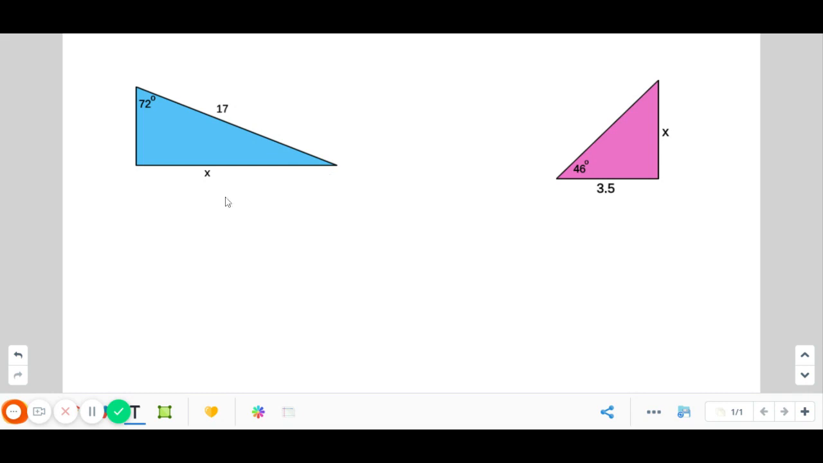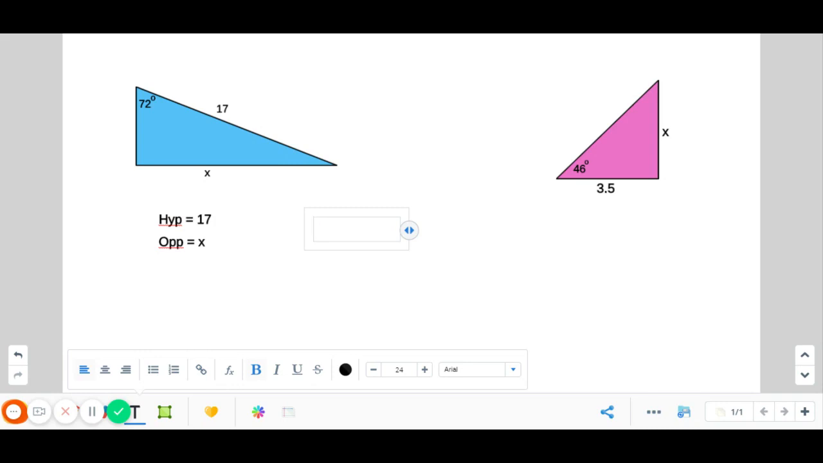So the first thing we have to do is figure out, are we going to be using sine, cosine, or tangent? And the way to figure that out is you have to look at the sides that you have, either the side that you know and the side that you're trying to figure out. Are they the opposite, the adjacent, or the hypotenuse? So in this case, clearly the hypotenuse is 17, and the x is the opposite side. So the opposite equals x. Well, if we have the hypotenuse and the opposite, do we want to use sine, cosine, or tangent?